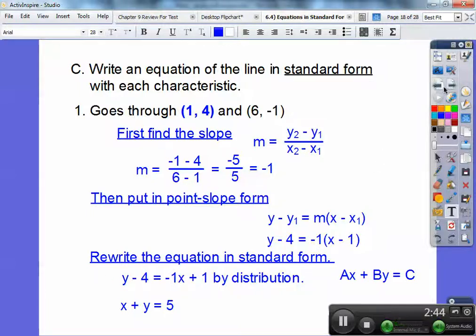Now if I were to put in 6 comma negative 1 right here and convert that over, it should get you to the same standard form equation, so you should get x plus y equals 5. I bet some of you will try that. I double dare you.